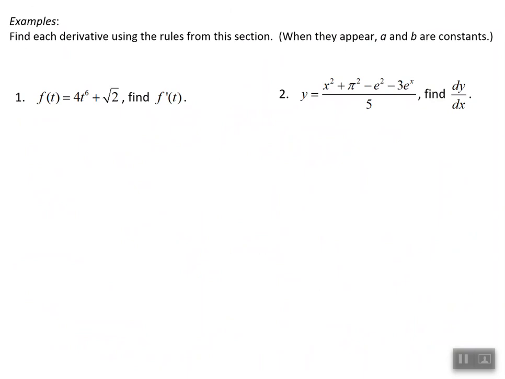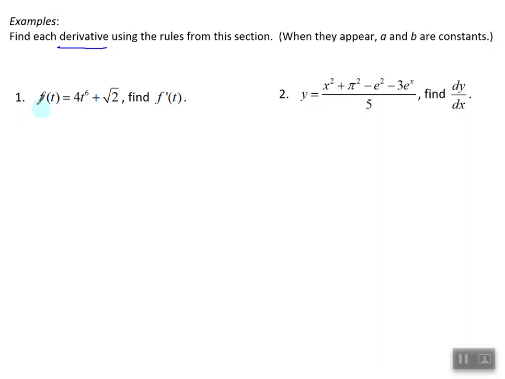Let's take a look at these examples. Find each derivative using the rules from this section. When they appear, a and b are constants. Often, when we're working with variables, variables will be end of the alphabet letters. And if we use beginning of the alphabet letters, such as A, B, C, those are going to represent constants.